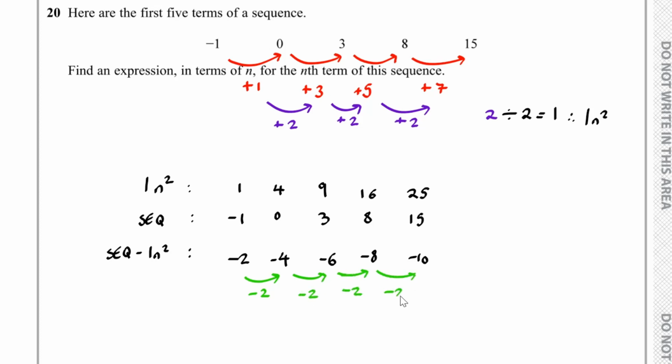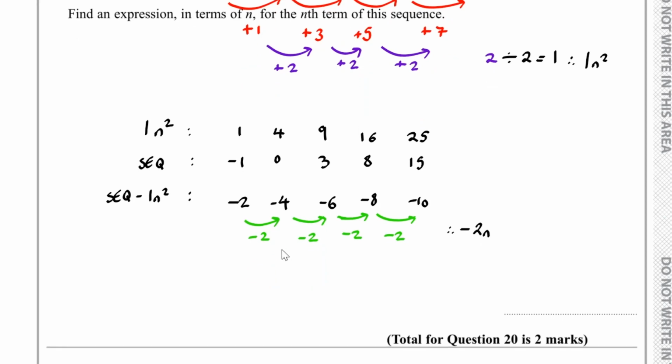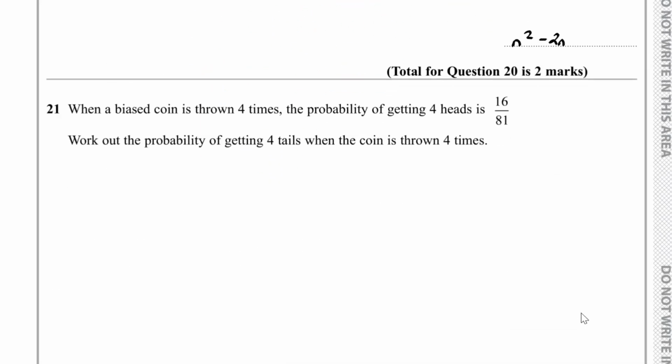So what does that tell us? It tells us we have a minus 2n for the linear part of our quadratic. To work out the 0th term, we do the opposite of minus 2, which is plus 2. If I do that, we get 0. So our constant term is 0. Therefore our quadratic sequence is n squared minus 2n.